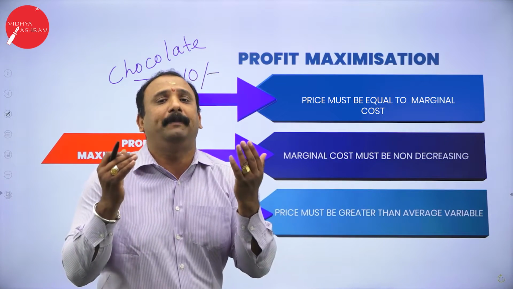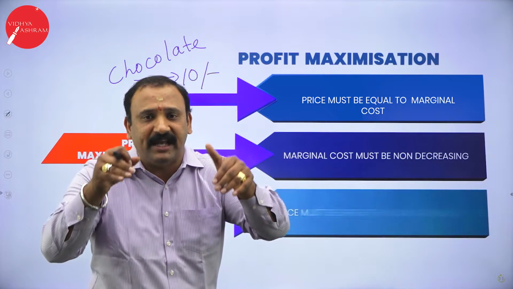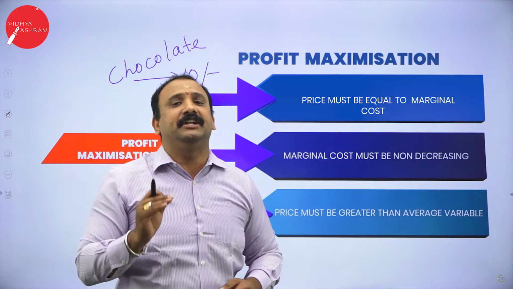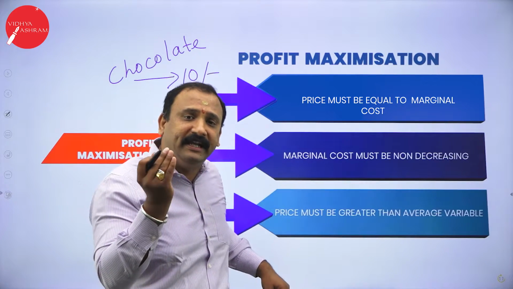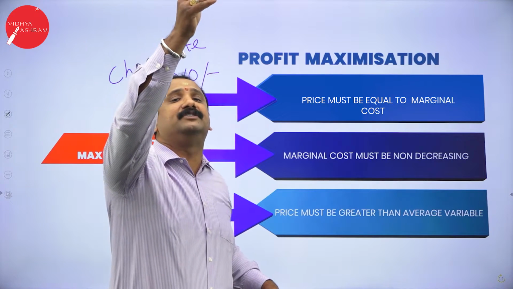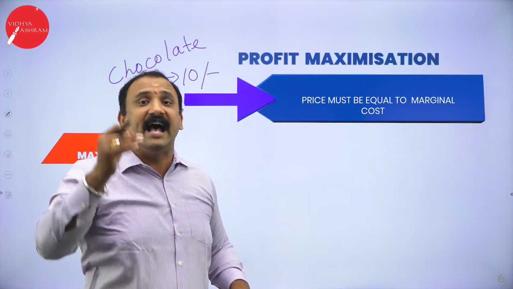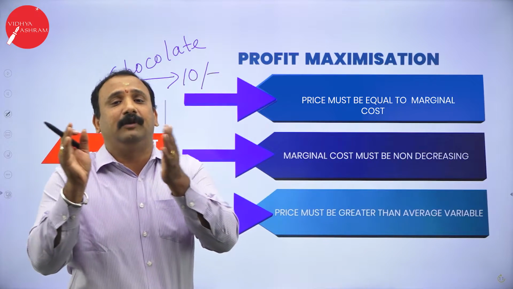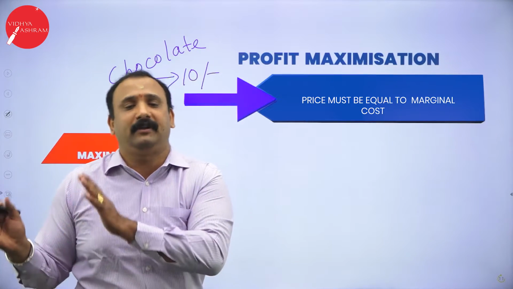That means you will not even be able to recover the basic cost that has been utilized in manufacturing that chocolate. So our primary intention should be that price must always be greater than the average variable cost. If the price becomes lower than the average variable cost, automatically that will lead to a shutdown point, or that will lead to a non-profit condition.